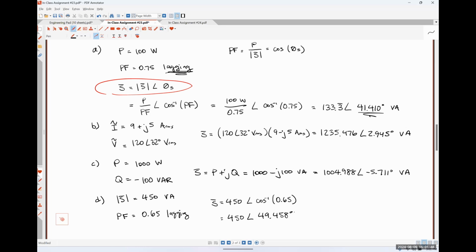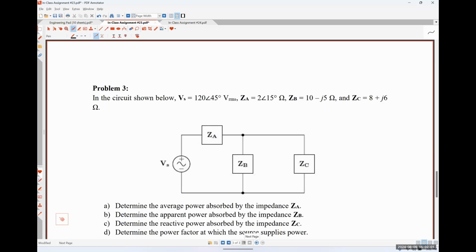So effectively, in this problem, I asked you every way I could think of to make you solve for complex power. Okay. So let's look at part 3, and we're probably only going to do 1 or 2 parts of this just for time's sake, because I do still need to cover the power factor correction material.